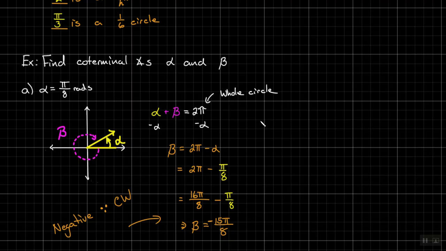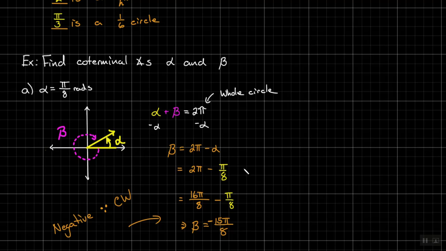Now, bigger question, even beyond this. Can we find another one? Are there more coterminal angles? If I go around anywhere from here, if I go another full circle, will I end up in the same spot? And any full circle beyond that? Does it matter whether I do that full circle clockwise or counterclockwise? No.